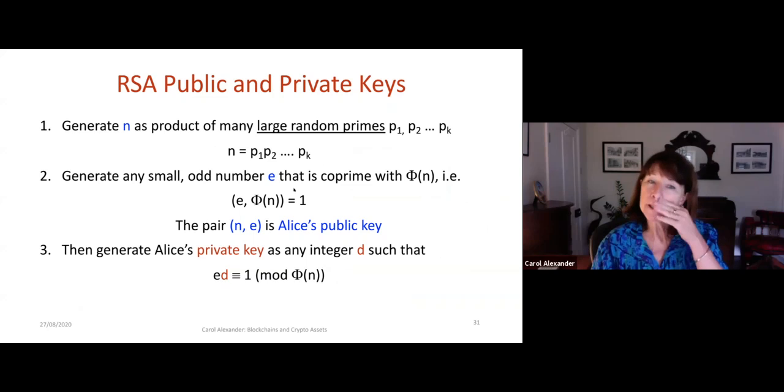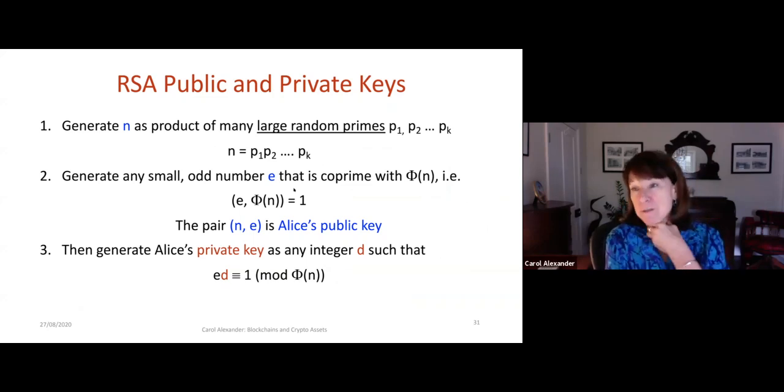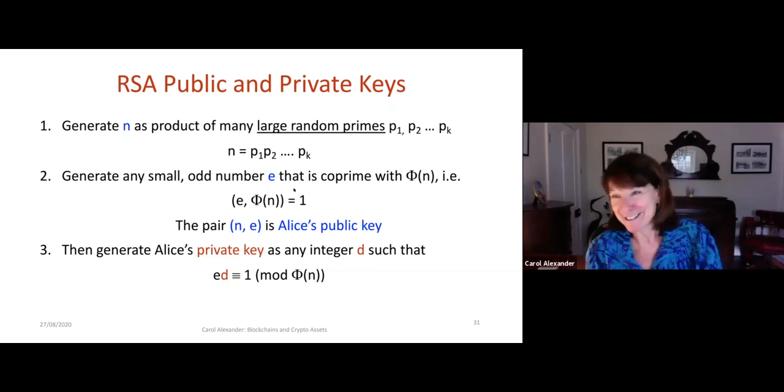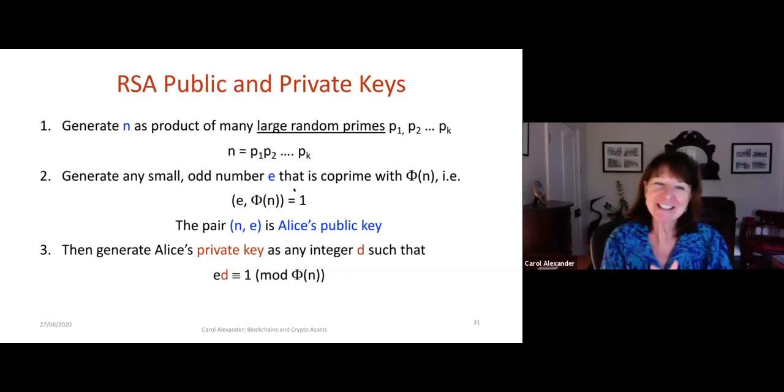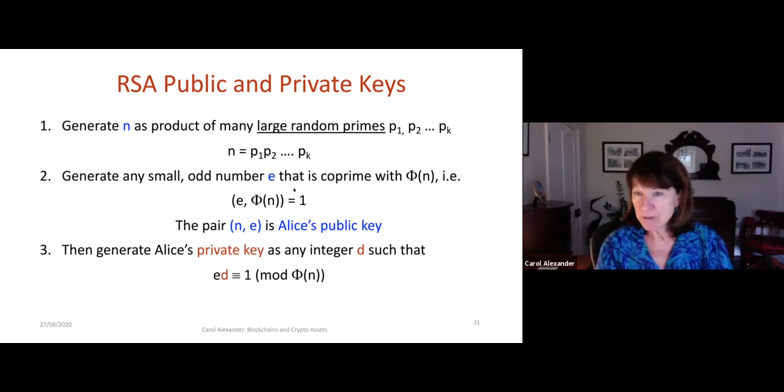So how does it work? Well, generally, you're going to generate products of many large primes. And as I said, everything else is also in hex, but I'm going to illustrate in simple integers. And then you need to generate any small odd number E that is co-prime with phi n, okay? So E can't be 2, but it needs to be co-prime with phi n, and phi n will just be p1 minus 1 times p2 minus 1 times pk minus 1.